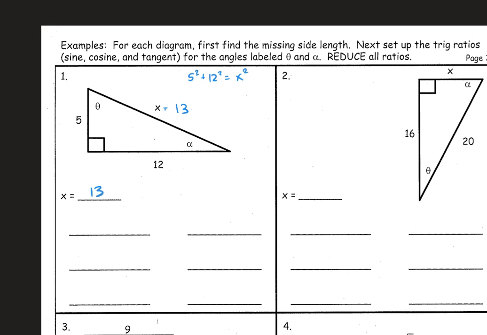Okay, I'm going to do theta. You're going to do alpha. So, in this case, the sine of theta is opposite over hypotenuse. So, that's going to be 12 over 13. Cosine of theta is adjacent over hypotenuse. So, that's 5 over 13. Tangent of theta is opposite over adjacent, and that's going to be 12 over 5. You guys do alpha. Okay, how'd you do?